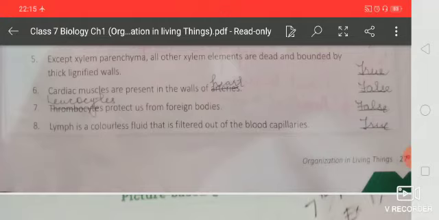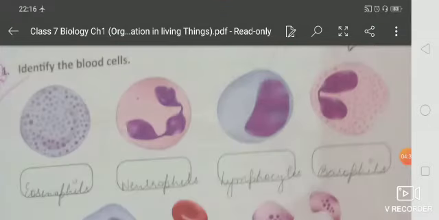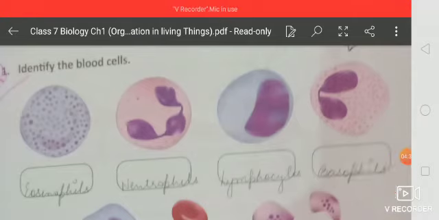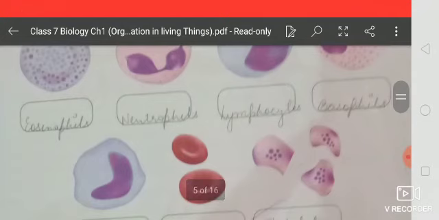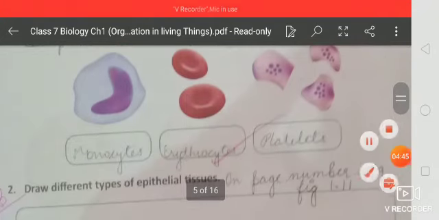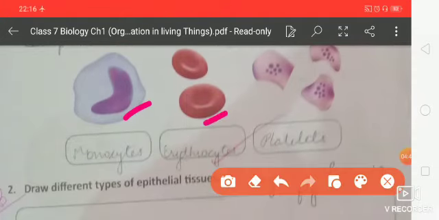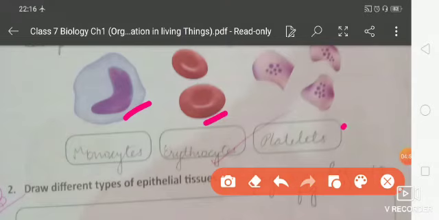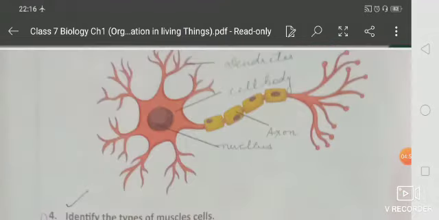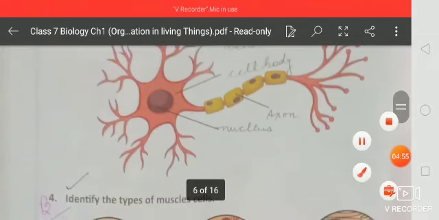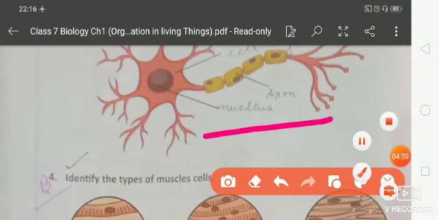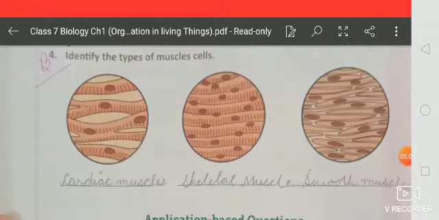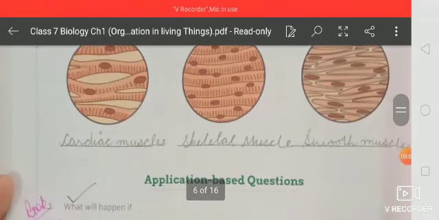And lymph is a colorless fluid that is filtered out of the blood capillaries, it is also true. Next one is identify the blood cells. So here you can identify the given blood cells: eosinophils, this one is neutrophil, this one is lymphocyte and basophils, and monocytes, the largest blood cells, and erythrocytes and platelets. Now the next question, this one is a labelled diagram of neurons. Given figures are cardiac muscles, skeletal muscles and smooth muscles.